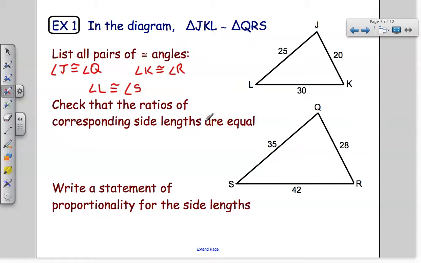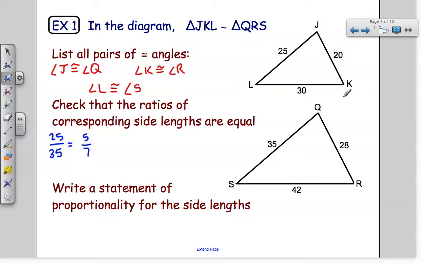My next part of this example is I need to check that the ratios of the corresponding side lengths are equal. Now they're telling me these figures are similar. Unless all these ratios reduce to the same thing for the sides, it's not actually true. So let's check it out. The side of 25 would correspond to what side down here? How about 35? I know their corresponding sides because JL, first and last letter, correspond to first and last letter here, QS, and yes, that is the correct side. 25 to 35 divided by 10 on top and bottom, we get 5 to 7. This ratio is what I'm looking for in the other two sides then.